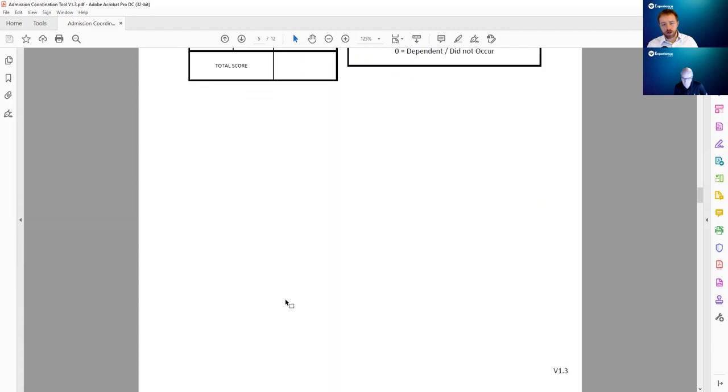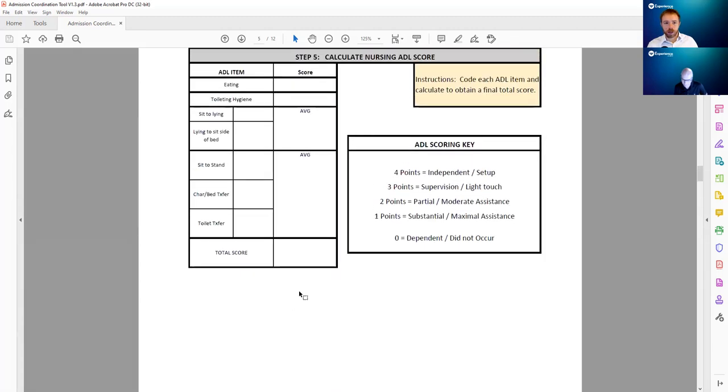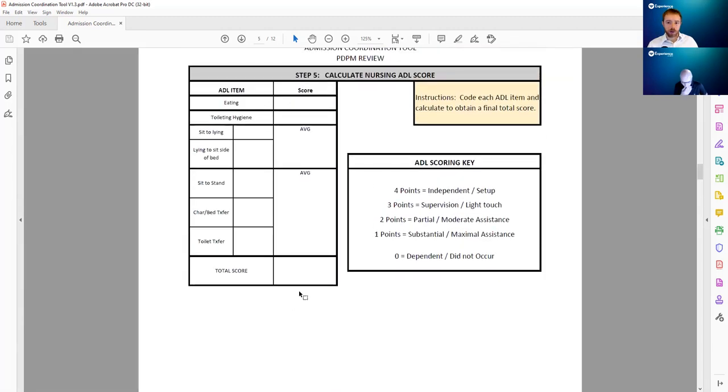Before you go on to that next one, are there any ways in here to help maximize reimbursements? Or is this a very straightforward one that we don't really worry about? So when it comes to ADLs, it's really training at the floor aide level, making sure they understand the difference between supervision, light touch, versus moderate assistance.